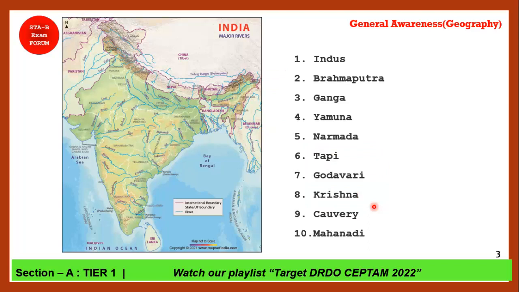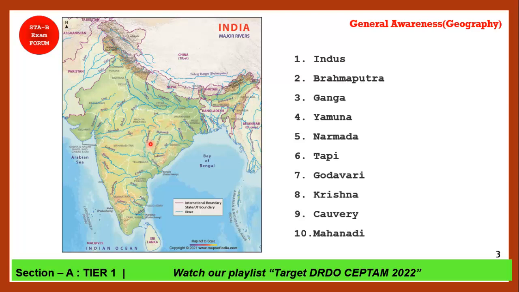So these are the 10 rivers that at least you should know. Okay, so I will tell you the major location, after that we will see one by one in the coming slides. Indus river is this one, so it flows like this. Next one is the Brahmaputra river, it flows like this. Next one is the Ganga river, it flows like this. Again Yamuna parallel to Ganga, okay. Then Narmada, this one, and Tapti, these are flowing from east to west, okay.